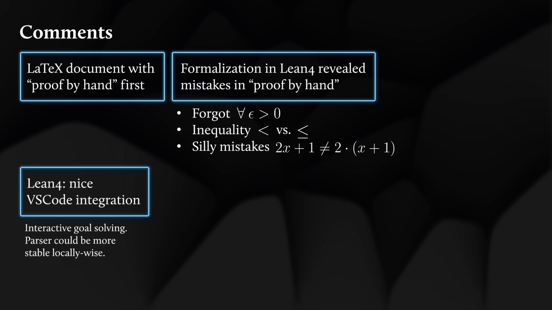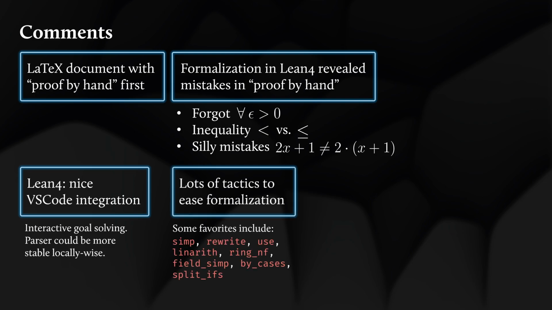Furthermore, Lean has a really nice VS Code integration where you can interactively solve the goal. The goal will always update wherever you set the cursor in the document. And that's really powerful because you know exactly what you have to prove at each step. The parser for Lean files could be a bit more stable locally wise. That is, if you have one error in the file, it shouldn't affect other parts of the document. That's not always the case. So if you're working at multiple places in the document, maybe comment out the rest such that the parser works more stably.